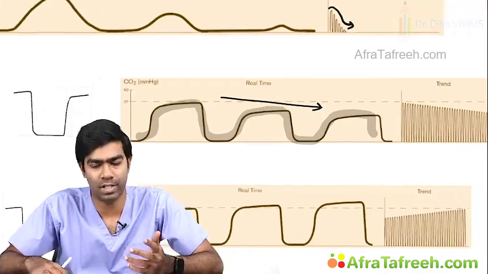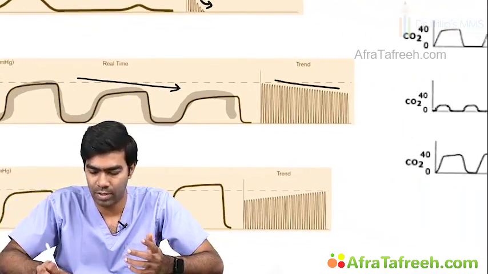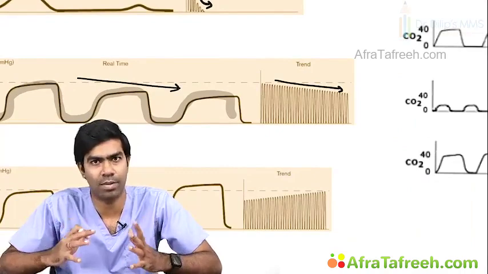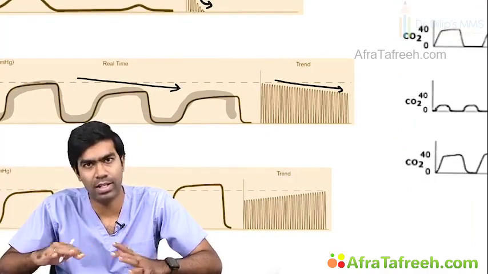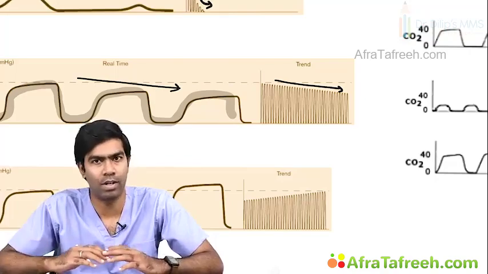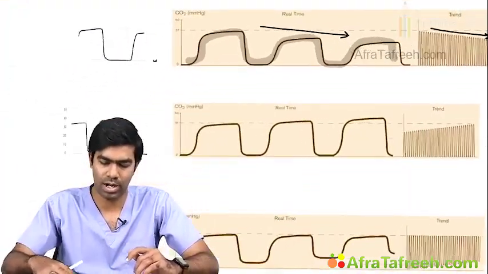Sometimes the changes may be very subtle. That's why we have the trend here. You can see the trend is clearly showing these compressed waveforms, that the EtCO2 is decreasing over a period of time. So this is another example.